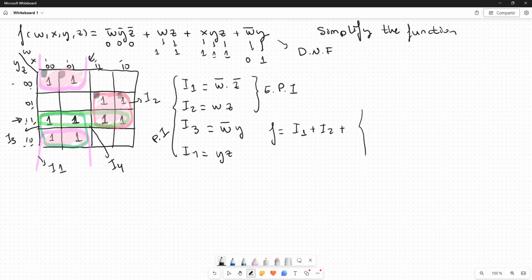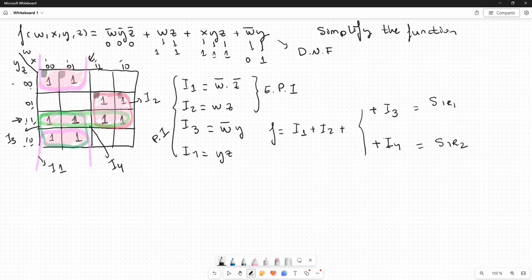We can cover these 2 ones using implicant 3 or implicant 4, that is the whole row. Both options are okay. So we have here irredundant sum 1 and irredundant sum 2. Irredundant sums because all the prime implicants included are necessary to cover all the ones of the function.